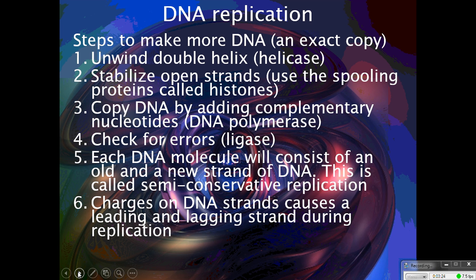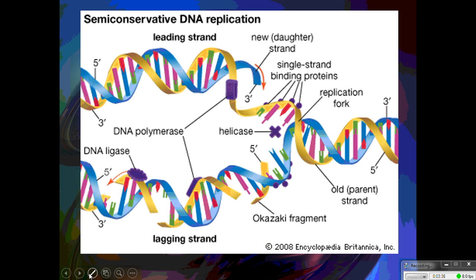The charges on the DNA cause one side to be leading and one side to be lagging. You don't need to know the details of this, but it's just good to understand for when you see the videos and the pictures that are coming up. So here's a picture of the semi-conservative DNA replication. This would be our old parent strand. And there's helicase that unwinds the DNA and separates it.